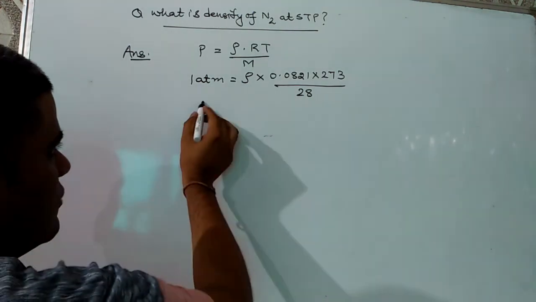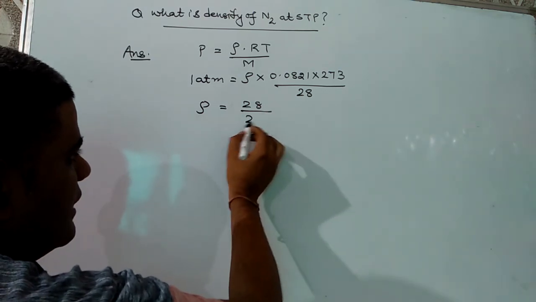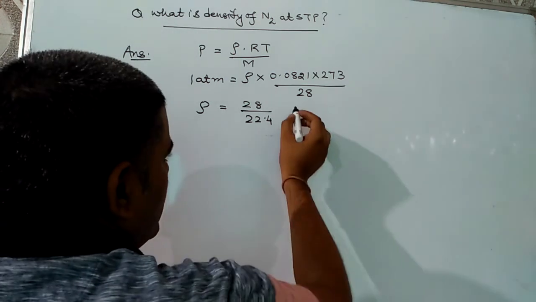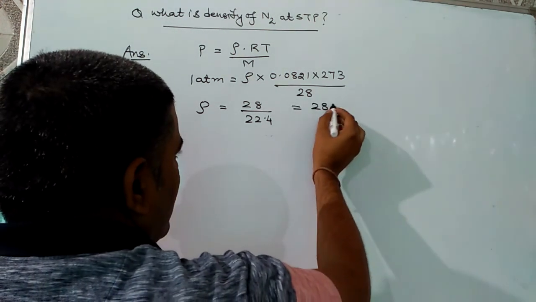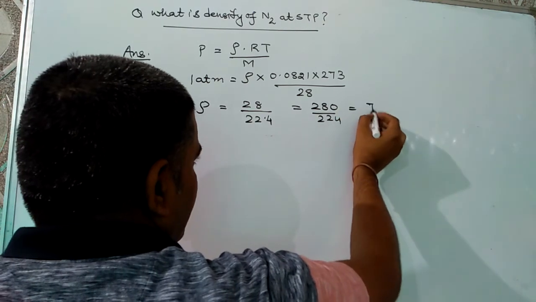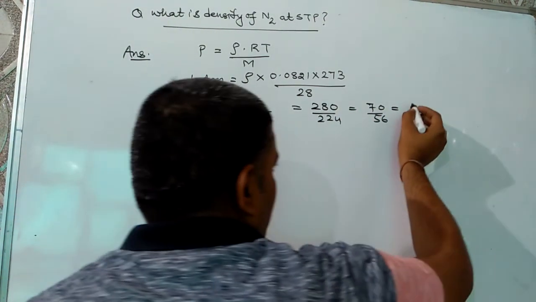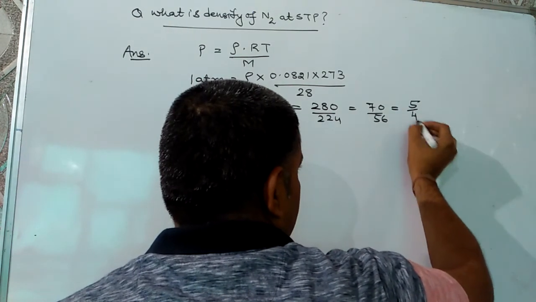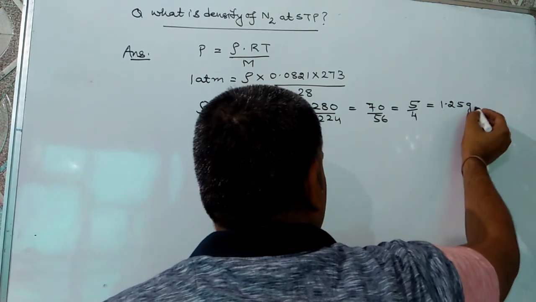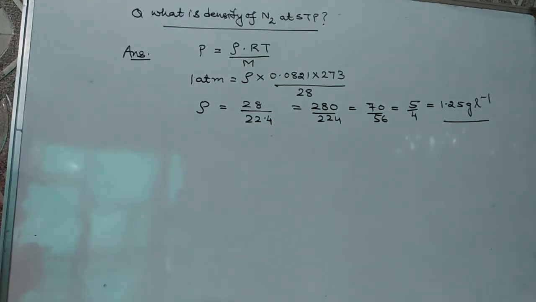So density comes out to be 28 over 22.4, and that comes out to be 280 over 224, and that should be 70 over 56, which is equal to 5/4, and that will be 1.25 gram per liter. That should be the density of the gas. In the same way we can do the other numericals.